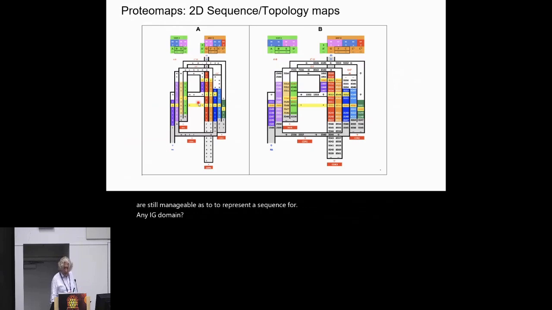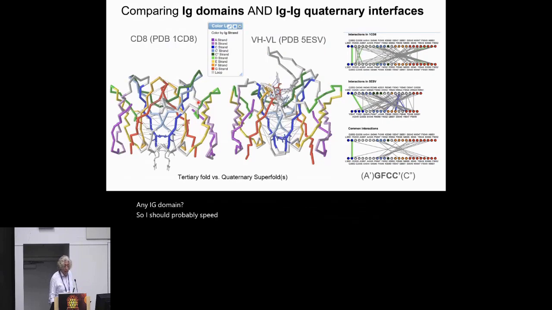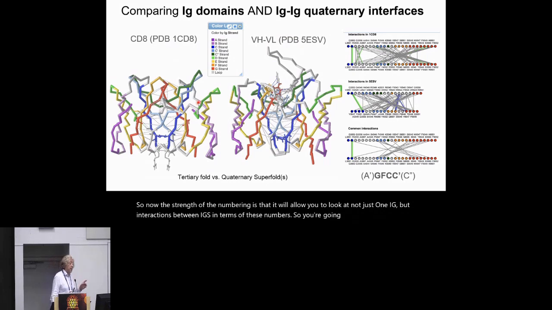So I should probably speed up. So now the strength of the numbering is that it will allow you to look at not just one IG, but interactions between IGs in terms of these numbers. So you're going to have positions that will be systematically the same in different superfolds that would be quaternary structures.